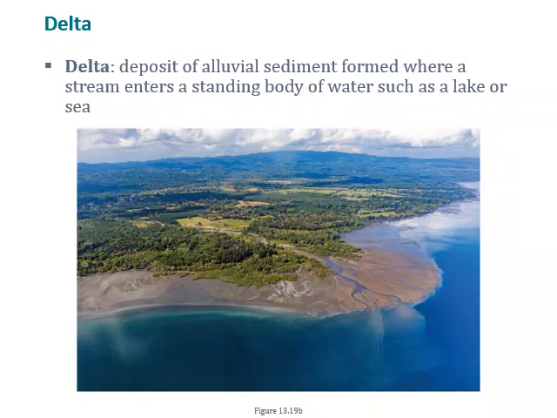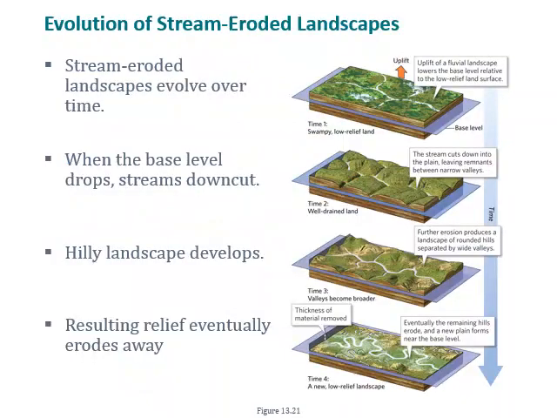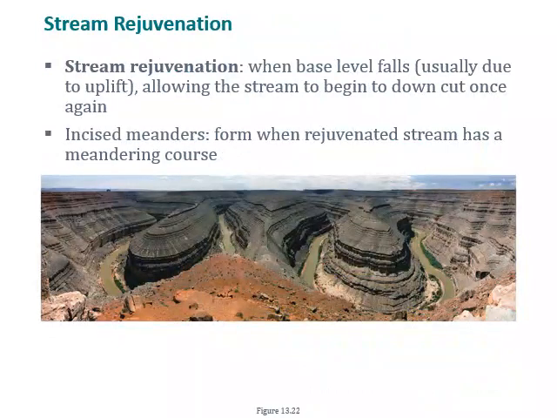Landscapes evolve over time as streams cross over and erode them. When base level drops, streams downcut and develop hilly landscapes. But over time, that relief eventually erodes away. Streams can be rejuvenated when base level falls, usually as a result of uplift of the rocks, allowing the stream to begin to downcut once more. Incised meanders form when rejuvenated streams have a meandering course.